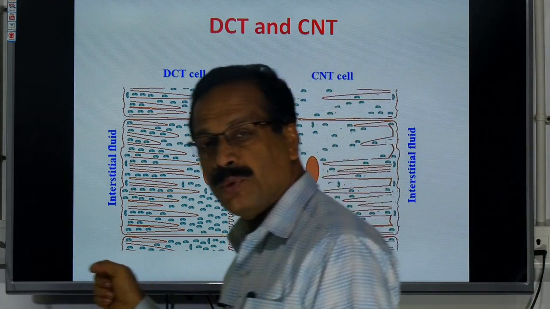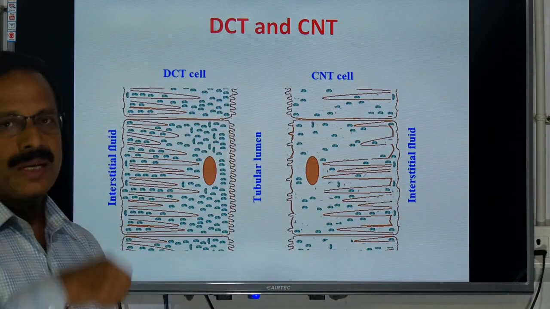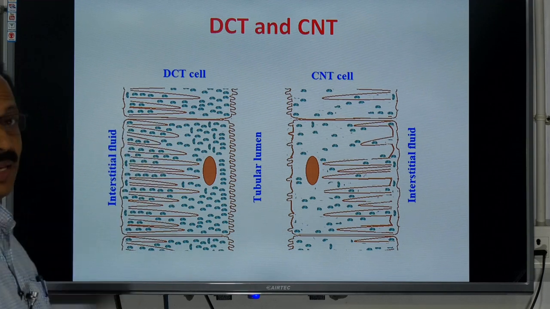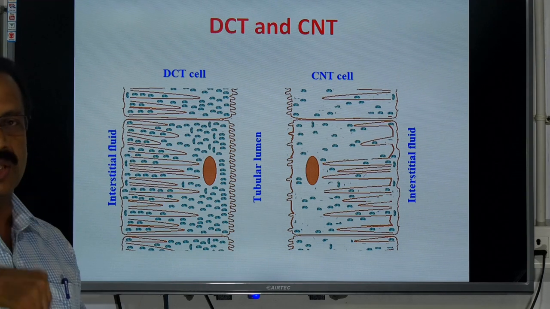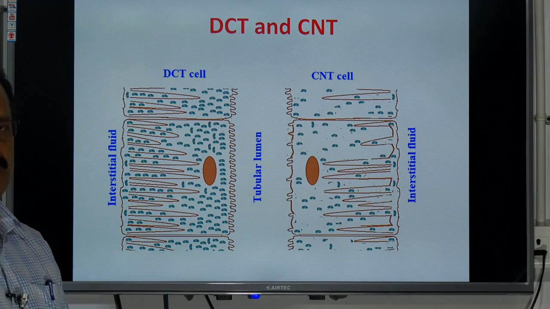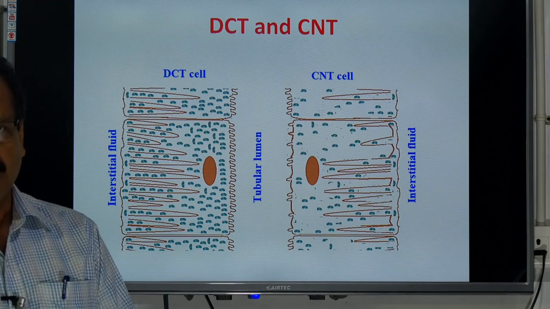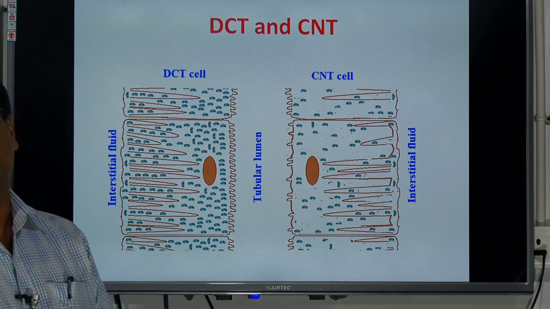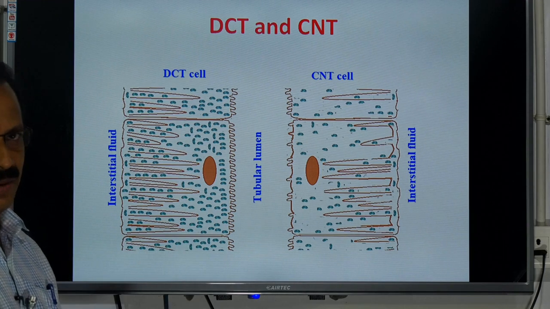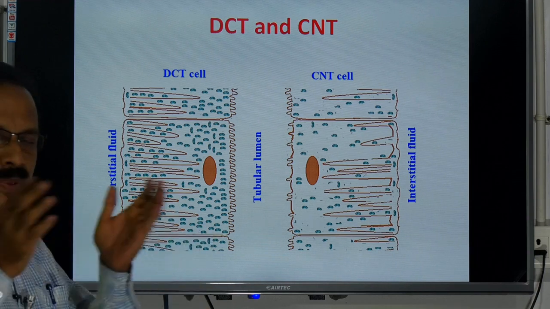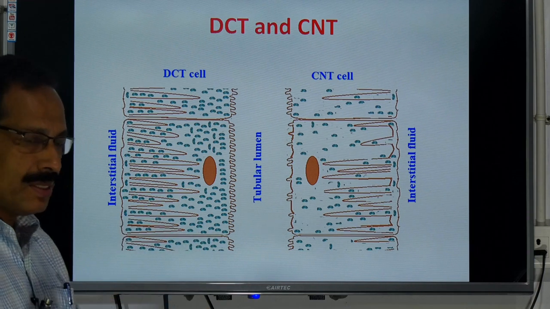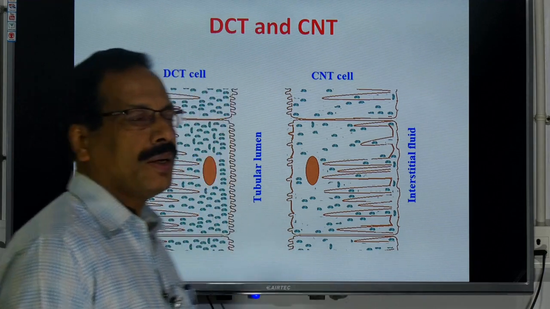We have seen before that in the proximal convoluted tubule, the cells have a number of invaginations on the basolateral side, which increases the surface area of the basolateral membrane, and the cells also have a lot of mitochondria. So what was the purpose of those membrane invaginations as well as the mitochondria? The same function is here also.